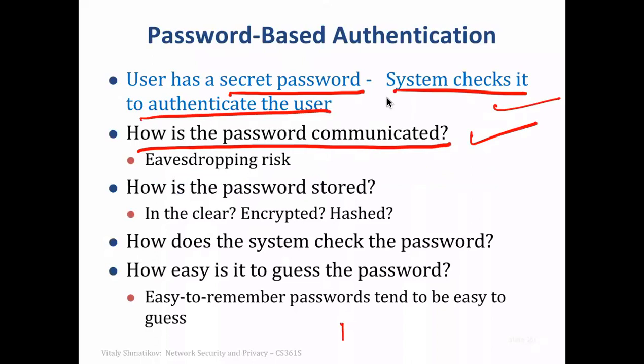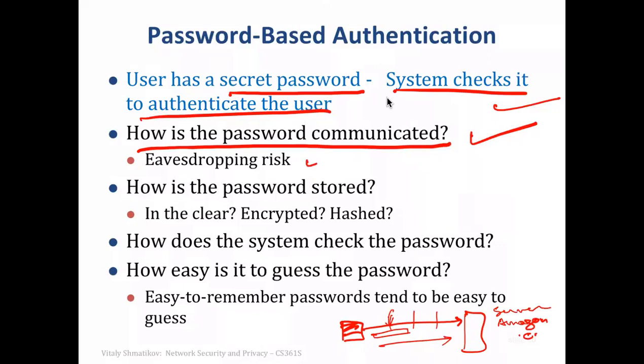Okay, so you are sitting in your home and you are using Amazon.com, and then you log into your user account, and you are sending the password, and it's passing through a number of routers, and then somebody may have access to all this, right? How do you protect them? How do you send the password to the server on the other side? So there is always an eavesdropping risk.